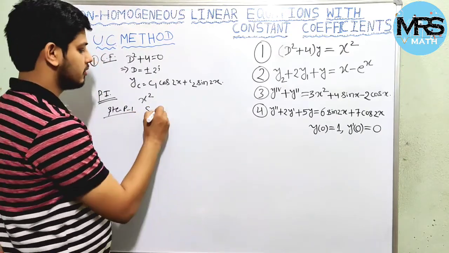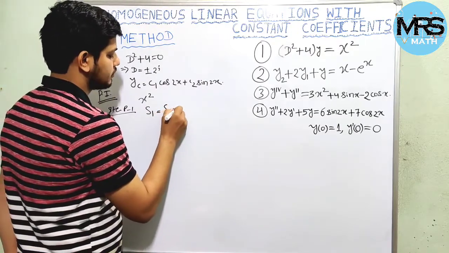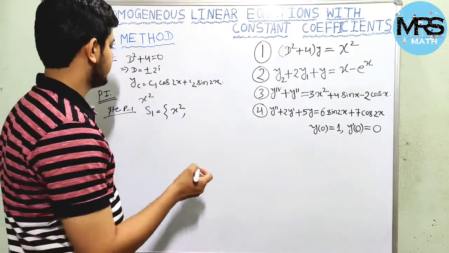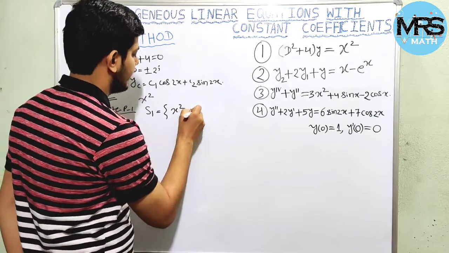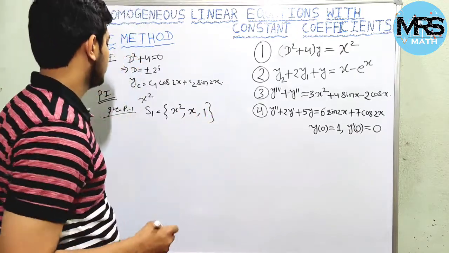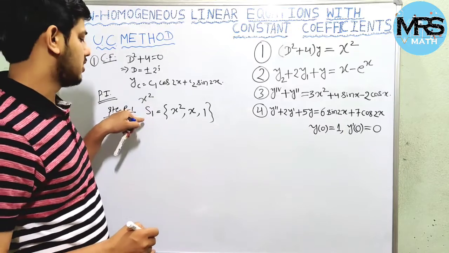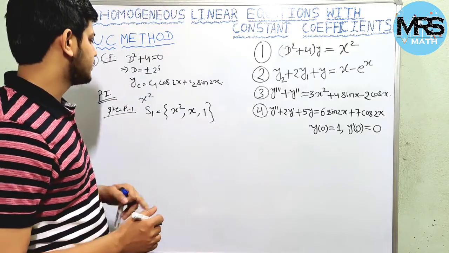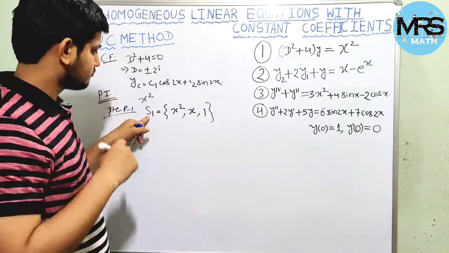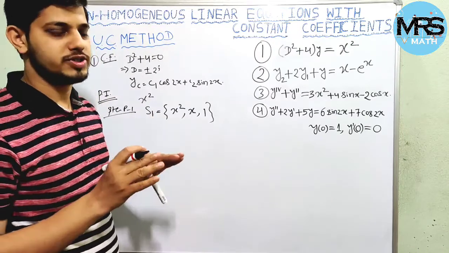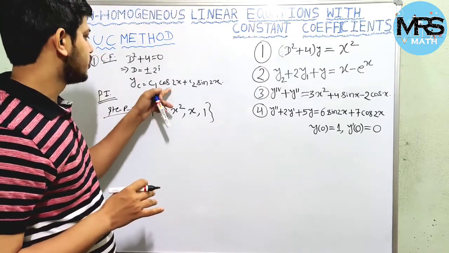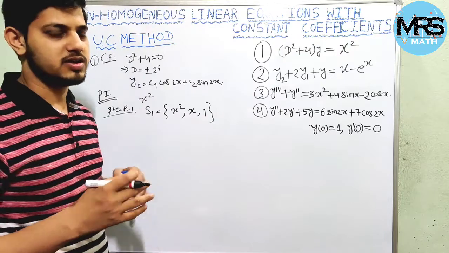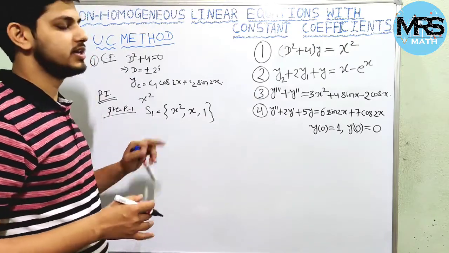For this function our UC set, let us take S1, will be the function itself and its derivatives: x square, then 2x, so x, then 1. So this is the UC set, or undetermined coefficient set, for the function x square. Here you can see that only one UC set is there. There is no element in the complementary function, so there is no need of omission or multiplication or anything. Directly we can consider this set.